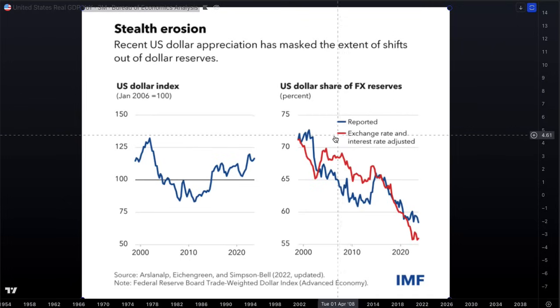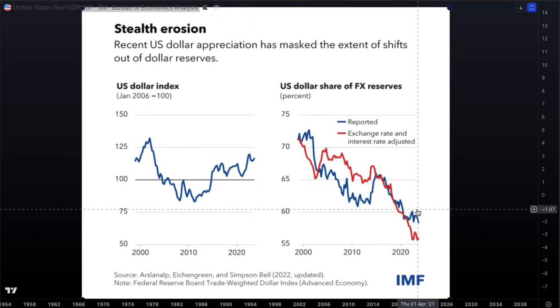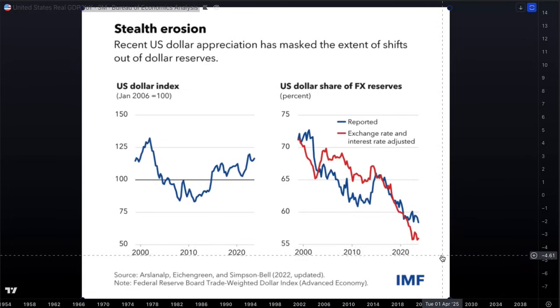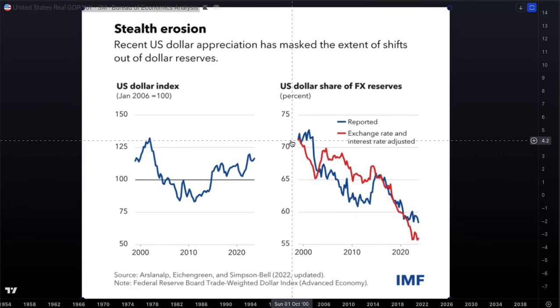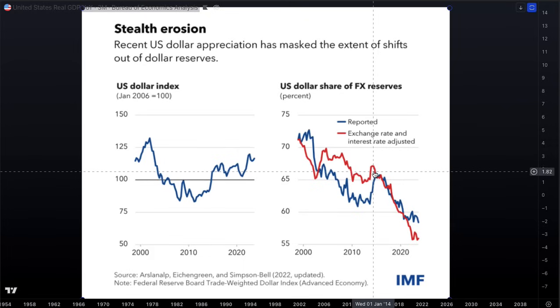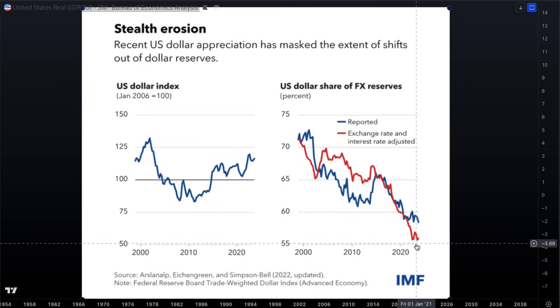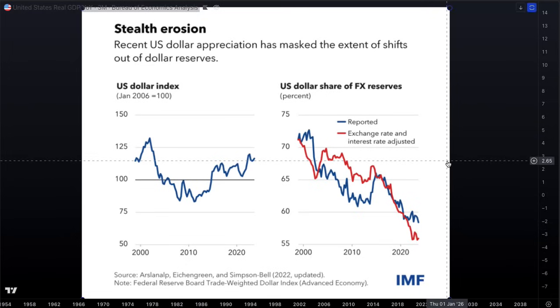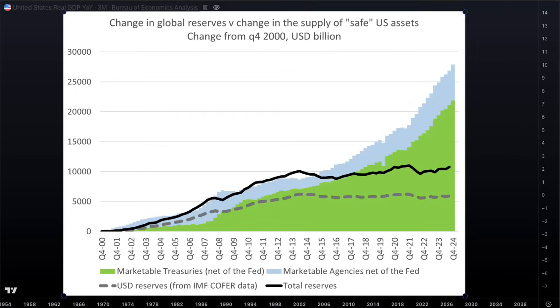And here in red is an exchange rate and interest rate adjusted share of the dollar in those reserves. We can see in 2000, it made up 71% of those reserves. Well, what's happened since then? It has declined. It has been declining for 25 years, right? And it really accelerated in this 2014 era. Hopefully, you can see the slope of that line start to accelerate. This is a trend that has been in place for a long time. This is not a new dynamic.